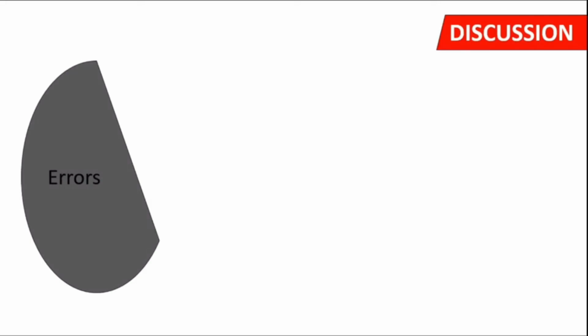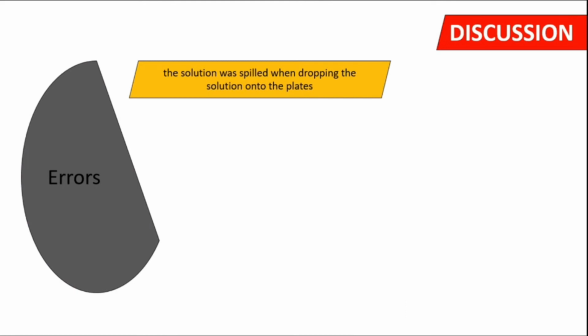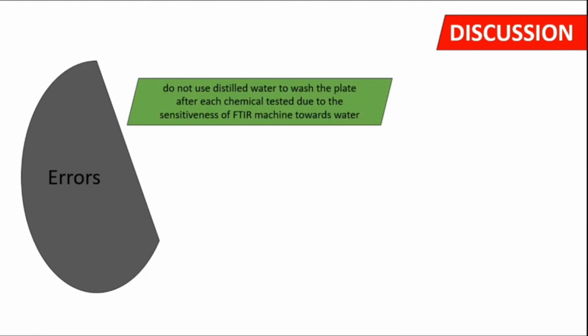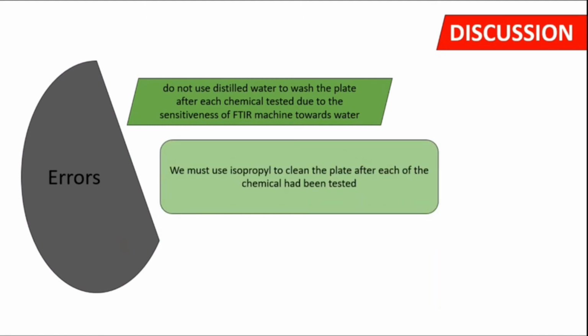We had errors in the experiment. First, the solution was spilled when dropping the solution onto the plates. When dropping the solution, make sure the solution does not spill and work on it slowly. The error is categorized as human error that needs to be overcome during the experiment. The second error is that we used distilled water to wash the plate after each chemical test, due to the sensitivity of the FTIR machine towards water. We must use isopropyl alcohol to clean the plate after each chemical has been tested.